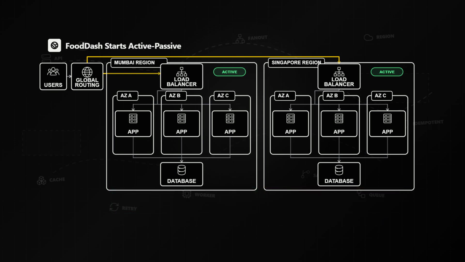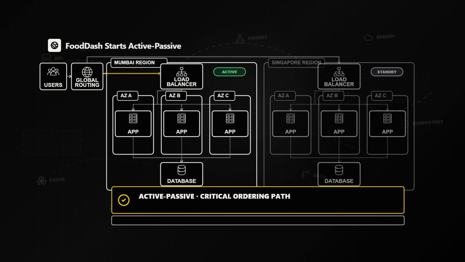For now, FoodDash chooses active-passive for the critical ordering path. Mumbai owns production rights, Singapore stays warm and continuously replicated, and automated failover exercises prove promotion works. As the platform grows, selected reads can become active-active, followed by writes whose ownership rules are understood. Multi-region does not require the most complex operating model on day one.